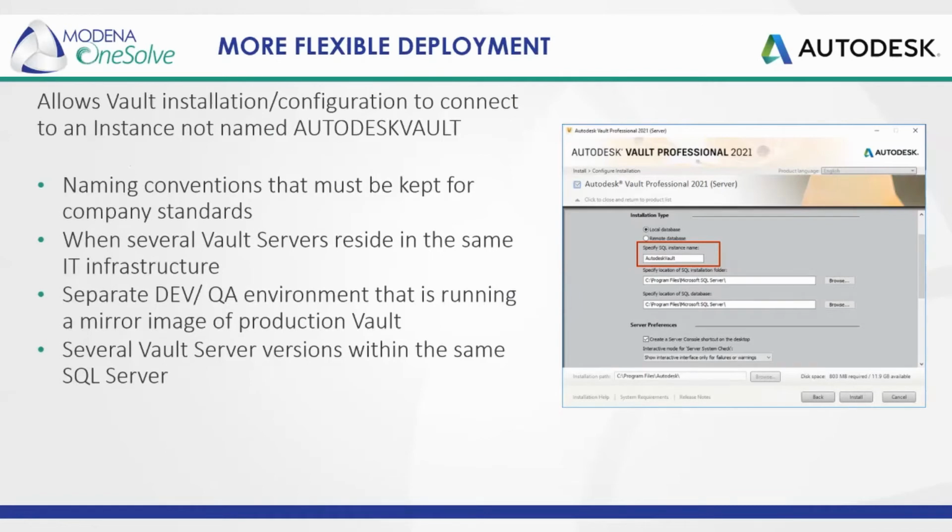The use cases around here are where we have several Vault servers residing in the same IT infrastructure. Another use case might be where there are separate development and quality assurance environments running a mirror image of a production Vault. Another might be where we have several Vault server versions within the same SQL server, or perhaps naming conventions around SQL and its instance that must be kept for company standards or procedures. So there are a few use cases, and that just aids in a bit more flexibility around Vault's deployment.